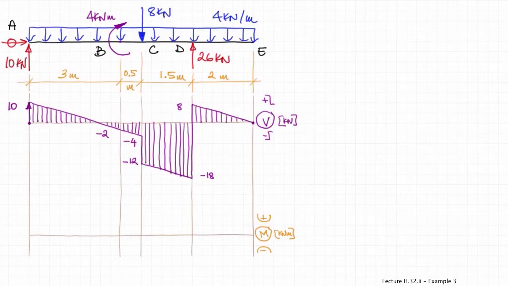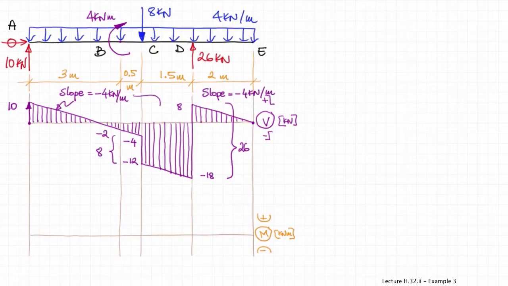So again, the slope of the shear force is equal to the negative of the distributed load, and the jumps in the shear force at A, and then at C, and then at D, equal the magnitudes of the concentrated forces. So all these inclined lines have the same slope of 4 kilonewtons per meter, so they're all parallel to each other.